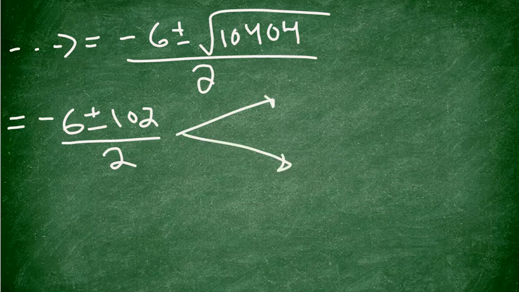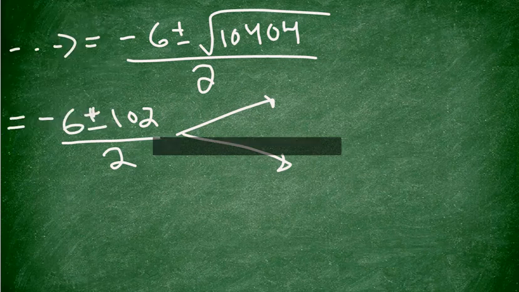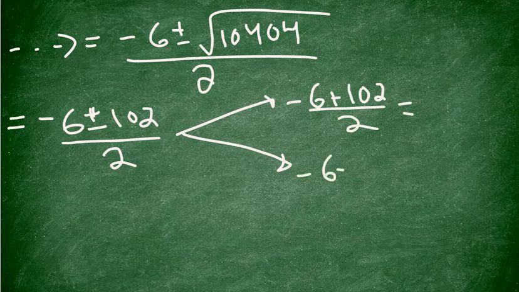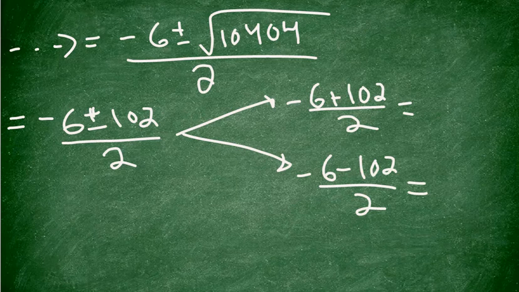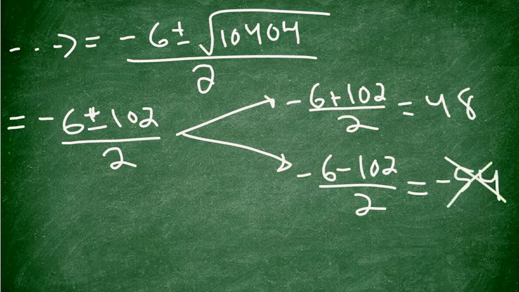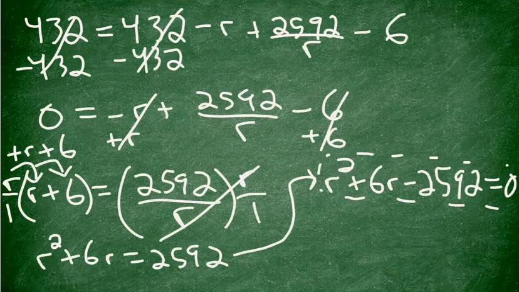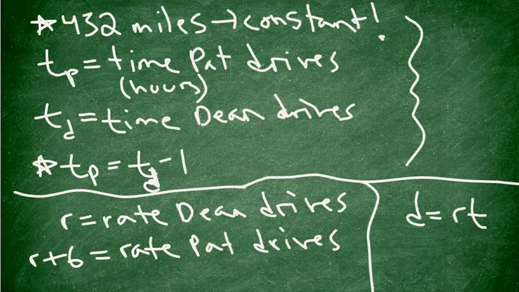So I have two cases here, two answers I need to consider, a plus and a minus. So I'm going to do negative 6 plus 102 divided by 2 and negative 6 minus 102 divided by 2. So for the first case, I get 48, and the second one I get negative 54. So in the context of the problem, though, a negative rate does not make sense. So this is going to be the r, right? Which was, if we go back to the very beginning of the problem, where do we have that at? Right there. The rate Dean drives is r.